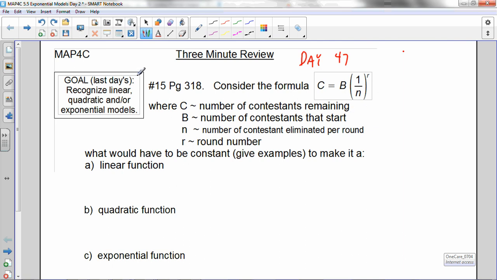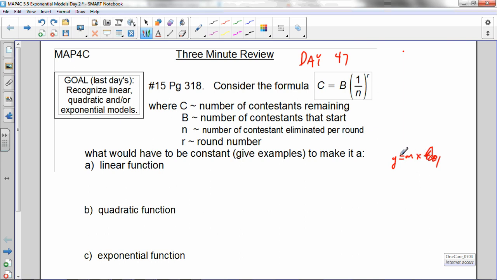The 3-minute review is actually a question from the textbook, and a neat sort of question where we've got a formula of some sort, and we're asked to pick some numbers so that whatever we're left over with is a linear function or a quadratic function or an exponential function, depending on what we choose. Remember, a linear function is usually y equals mx plus b, but we've got no plus anything there, so forget about that part. So what we want is to have a number and then only an x value.